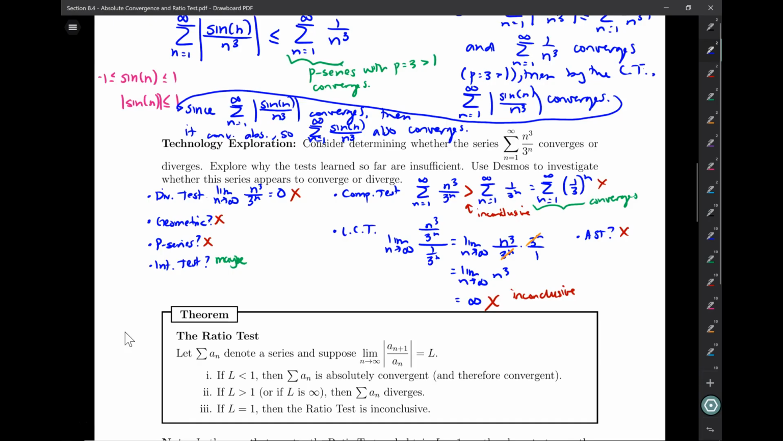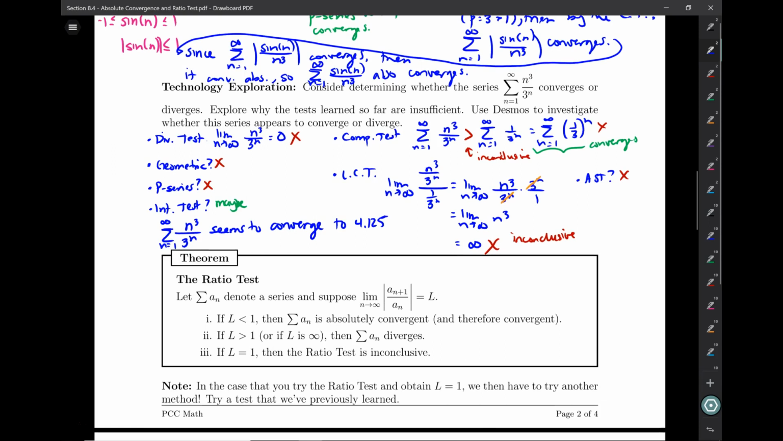So I would say then, based on what we see here in Desmos, that the series seems to converge to 4.125. Okay. All right. So again, a little exploration there, but this doesn't justify it enough though, right? This doesn't tell us that the series definitely converges. It seems like it does, but we would want to be able to justify it a little bit more than that.